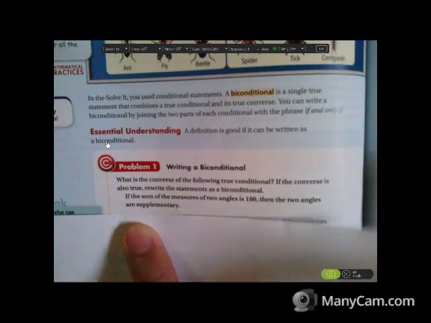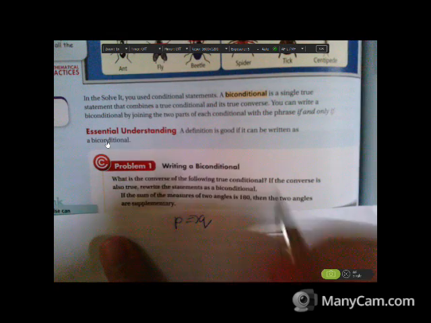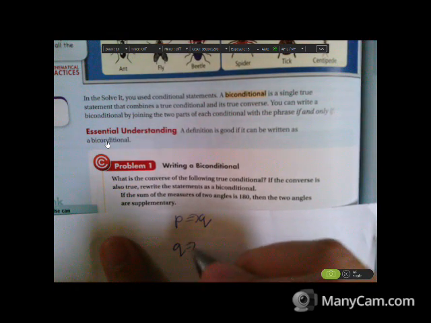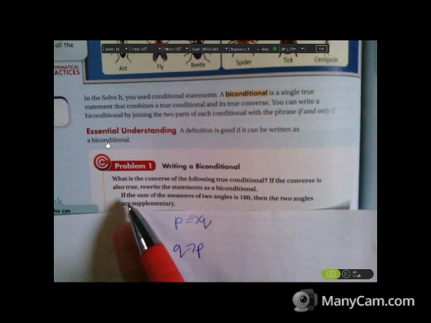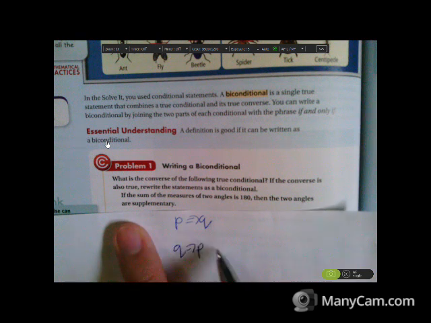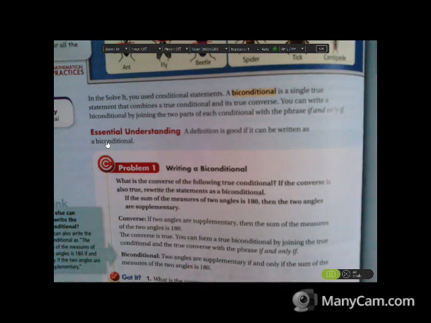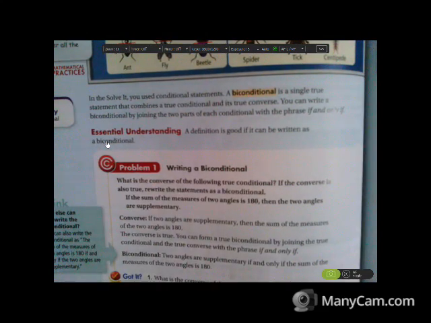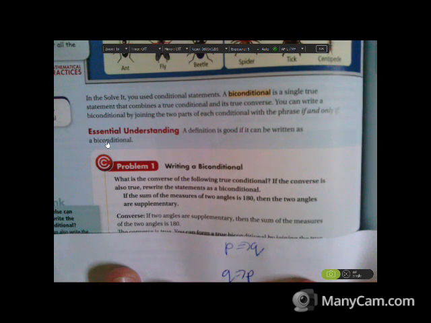So that means if it's P then Q, then our converse is going to be Q then P. So, let's identify our P. Our P is the hypothesis, it's the beginning: the sum of the measures of two angles is 180. Our Q is the conclusion: two angles are supplementary. So when we write the converse, it's going to be, if two angles are supplementary, then the sum of the measures of the two angles is 180.